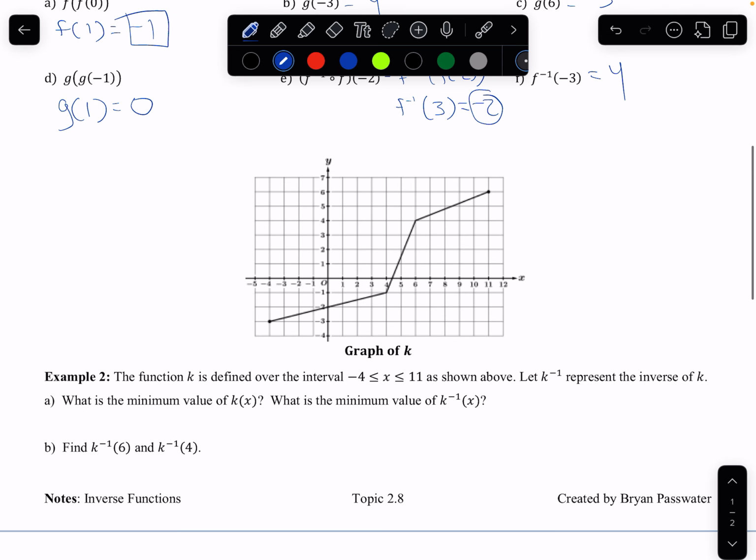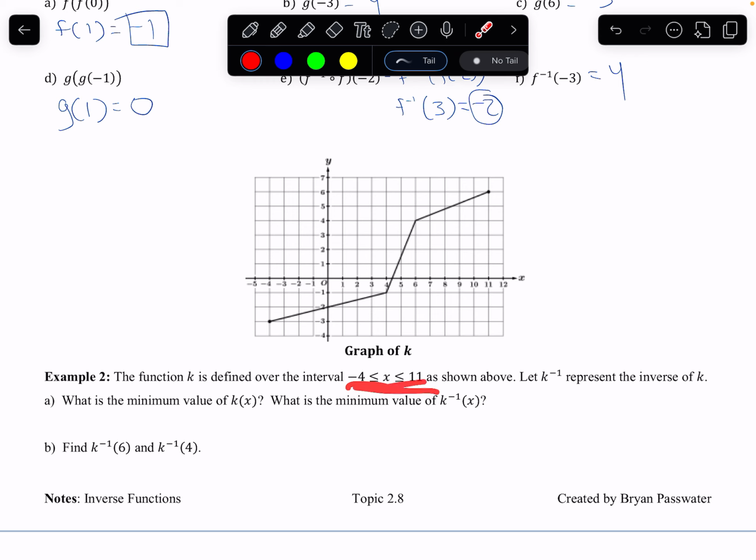Let's go down to example 2. The function k is defined over the interval negative 4. Well, this is just saying that the x is between negative 4 and 11. That's all that's saying. So it's defined over this interval.